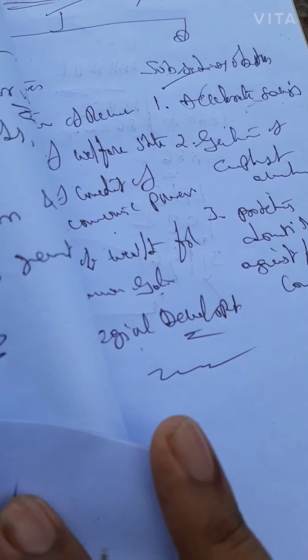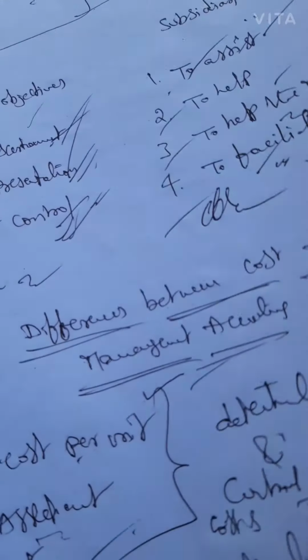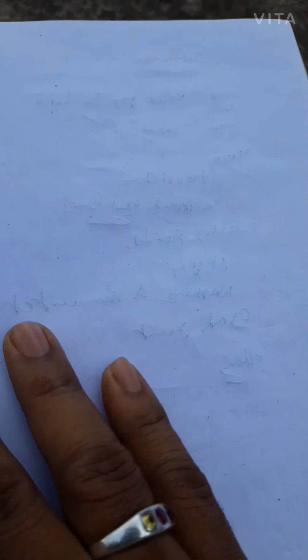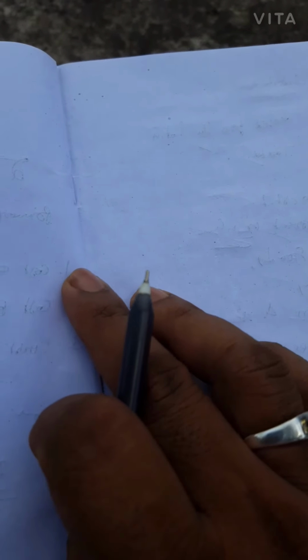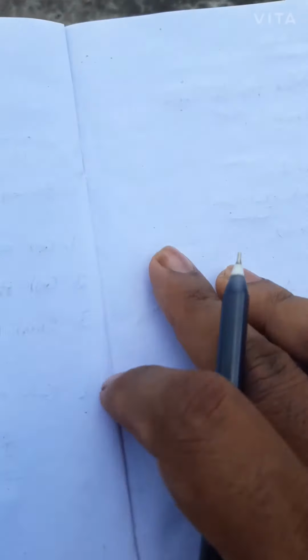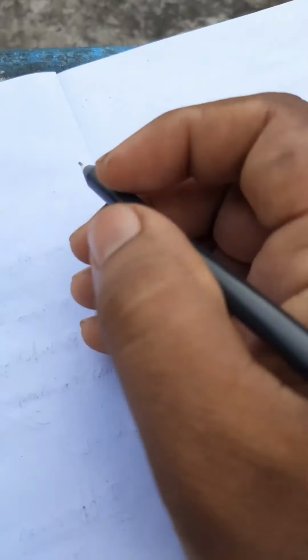Coming to today's class. Today we are going to discuss the advantages of cost accounting. Okay, how it helps the management, the outsiders, various important persons and creditors, like that. Okay. Advantages of cost accounting.